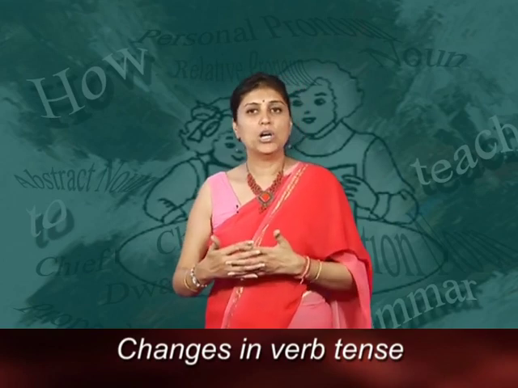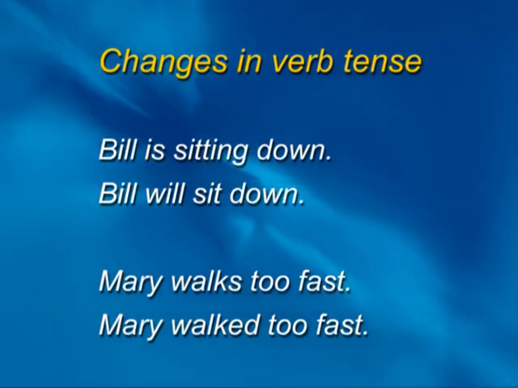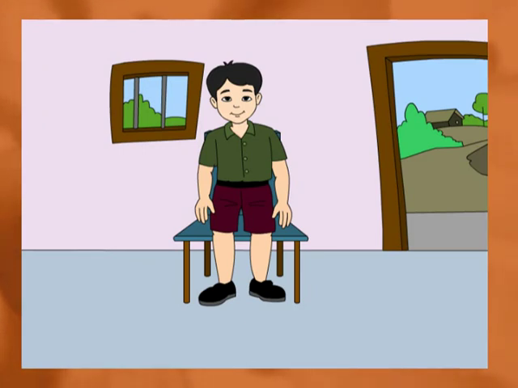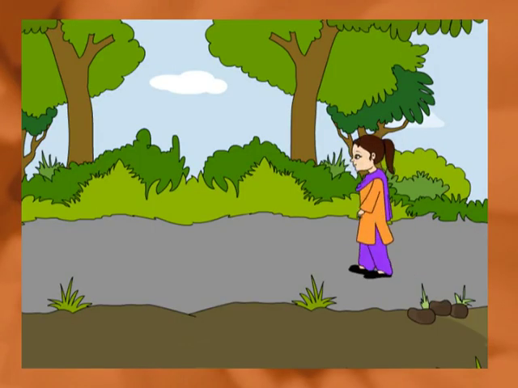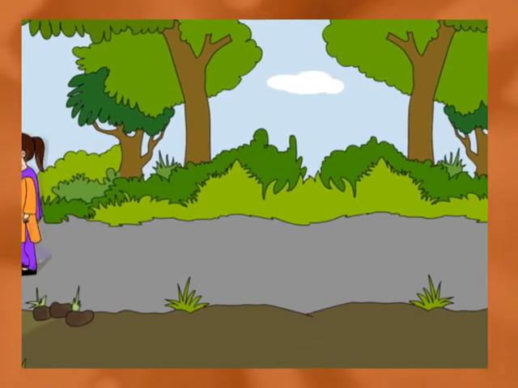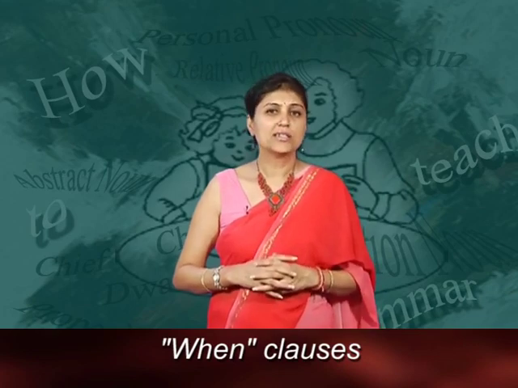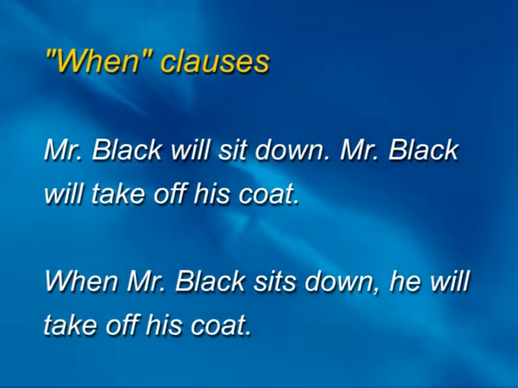Now changes in verb tense. Bill is sitting down. Bill will sit down. Mary walks too fast. Mary walked too fast. When clauses. Mr. Black will sit down. Mr. Black will take off his coat. When Mr. Black sits down, he will take off his coat.